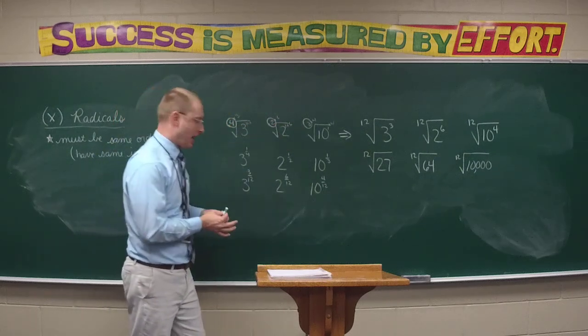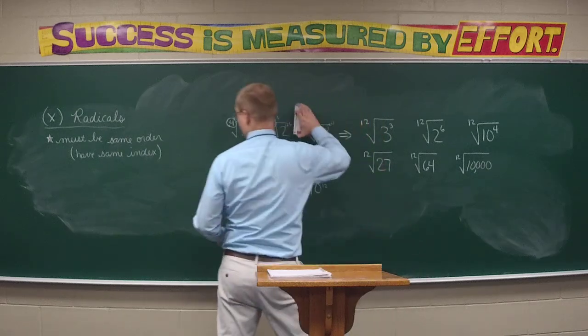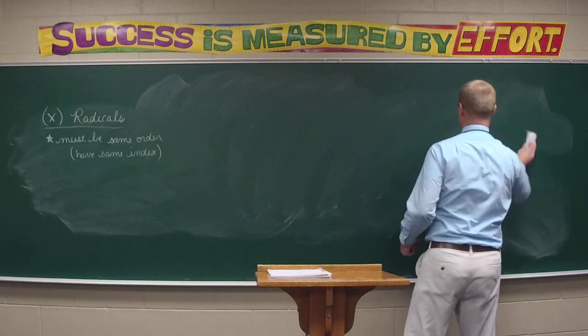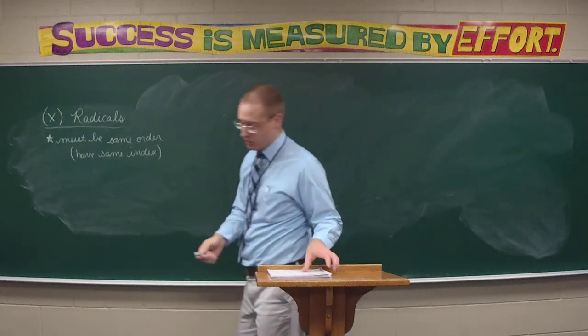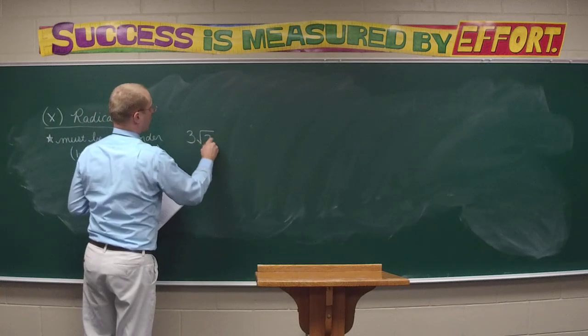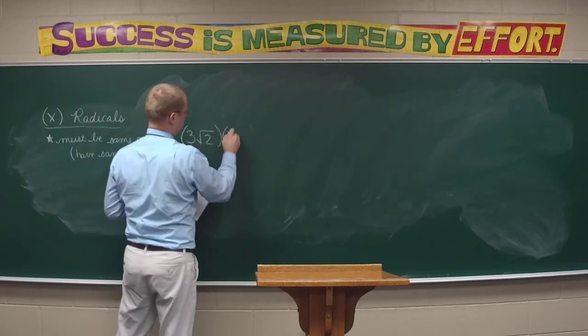All right, so let's practice now with actually multiplying radicals. Step number 1, to multiply radicals, multiply the coefficients. Step 1, multiply the coefficients.